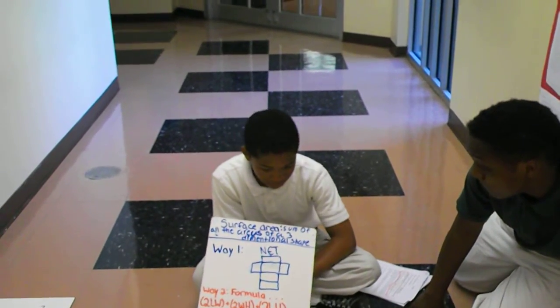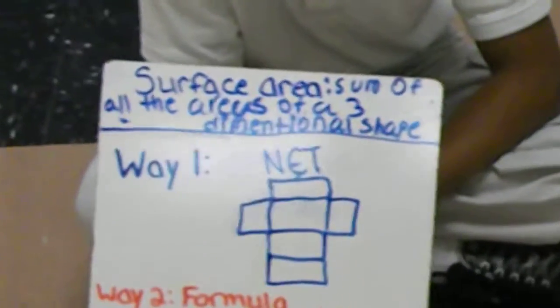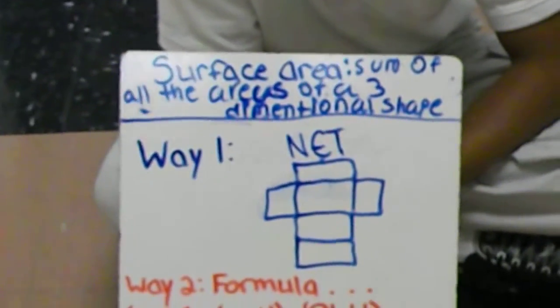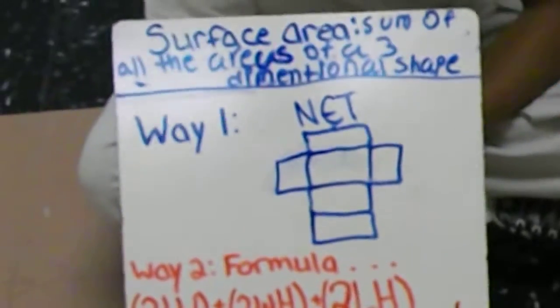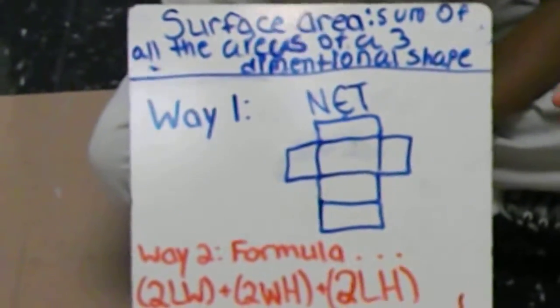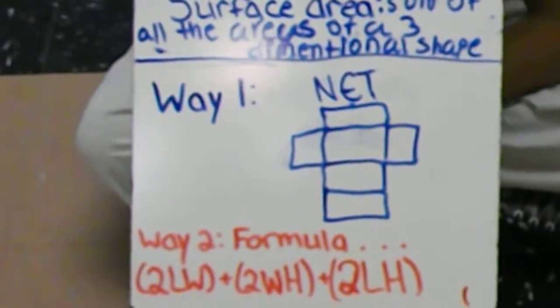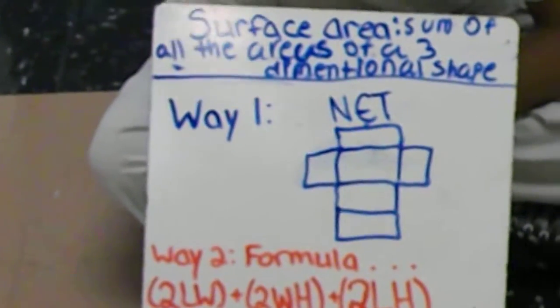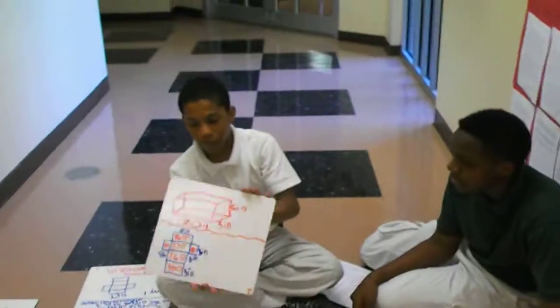And surface area is just the sum of all the areas of a three-dimensional shape. Now, it looks like there are two ways to do it. One, using a net. The second way, using a formula, which is 2 times length times width plus 2 times width times height plus 2 times length times height. It's pretty simple. Now, let me go over a problem.